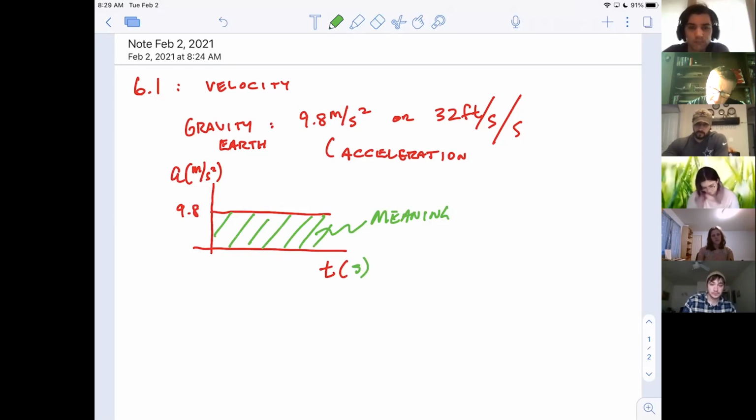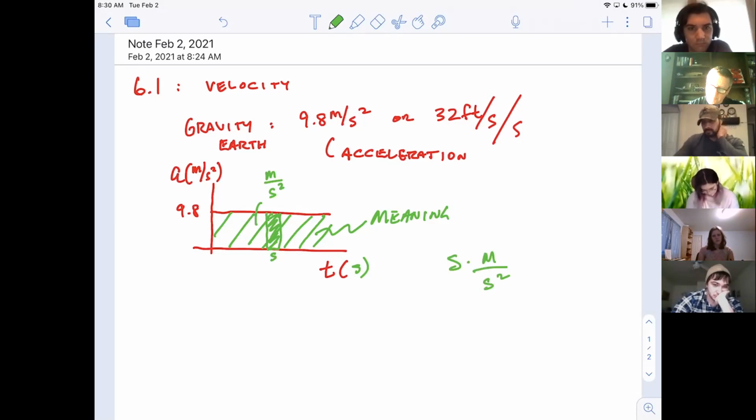What are you doing to find area? You're adding rectangles. What are the dimensions of that rectangle? Meters per second squared per second. So that's seconds, right? Your dx, or dt in this case, is seconds. And you're multiplying that by meters per second squared, right? You just end up with meters per second, so it's the speed. Seconds times meters per second squared. One of these seconds cancels with one of those seconds. You end up with meters per second.